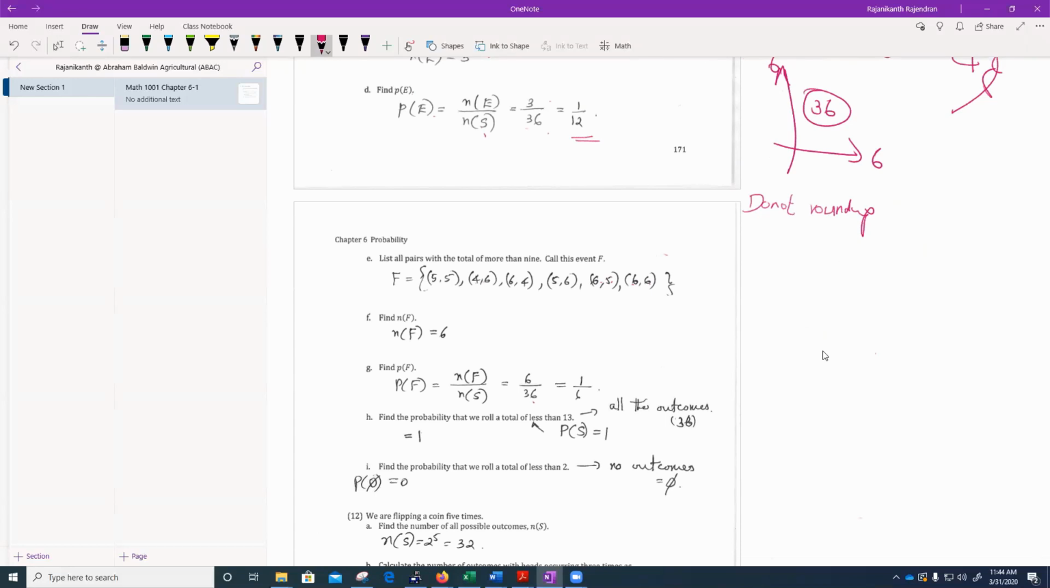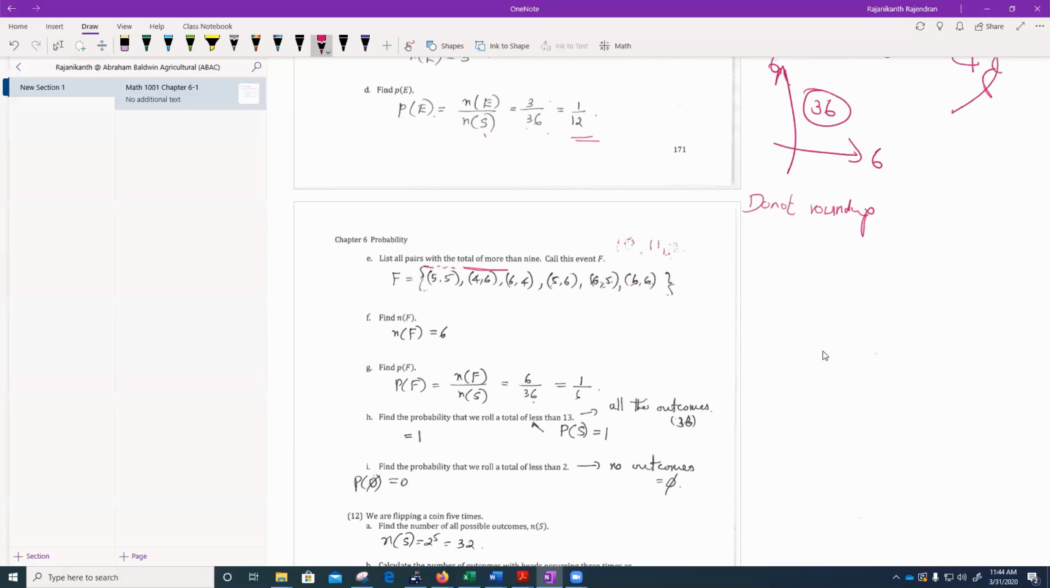What does this event say? List all pairs with the total. You have to get the total which is more than 9. That means, remember, more than 9. Possible totals would be 10, 11, or 12, right? Maximum is 12. To get 10: 5,5; 4,6; 6,4. To get 11: 5,6 and 6,5. To get 12: 6,6. So these are all the possibilities.